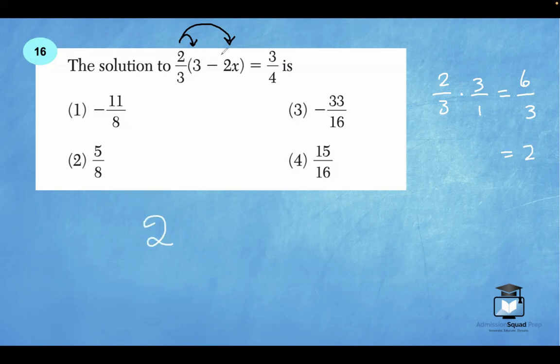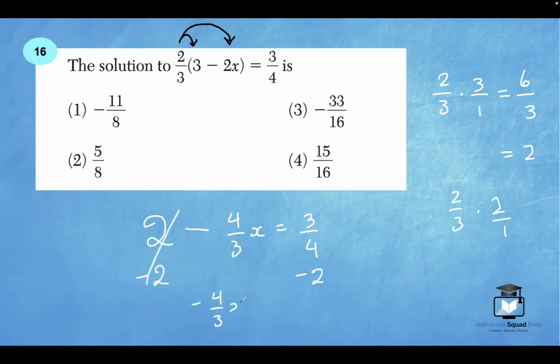And then we have 2/3 times -2x. So of course, a positive times a negative is a negative, but then we have 2 over 3 times 2 over 1. So that gives you -4/3 x. That equals 3/4. Now it's up to you if you want to leave it as a fraction or a decimal. There's a lot going on here. If you go ahead and subtract 2 on both sides, what you're going to have to do is get the denominators to be the same. So if I have -4/3 x, I will have 3/4 minus 8 over 4.